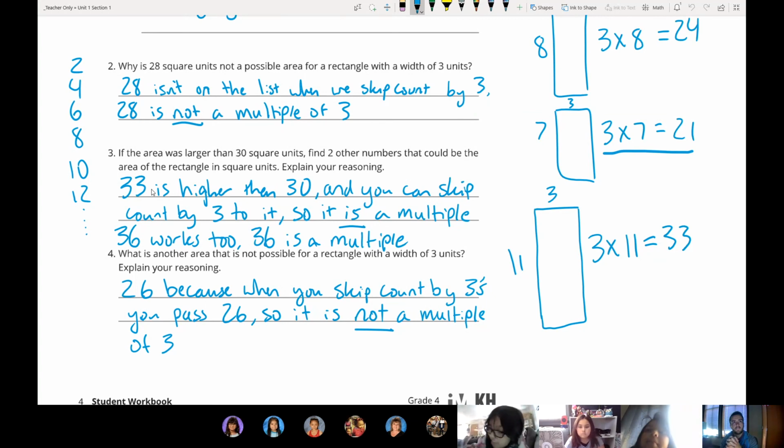I think it is a multiple. Okay, do you want to share your reasoning? What was our strategy? Skip count. Yeah. So if you skip count by 4s, do we land on a 7? We do? Wait, no.